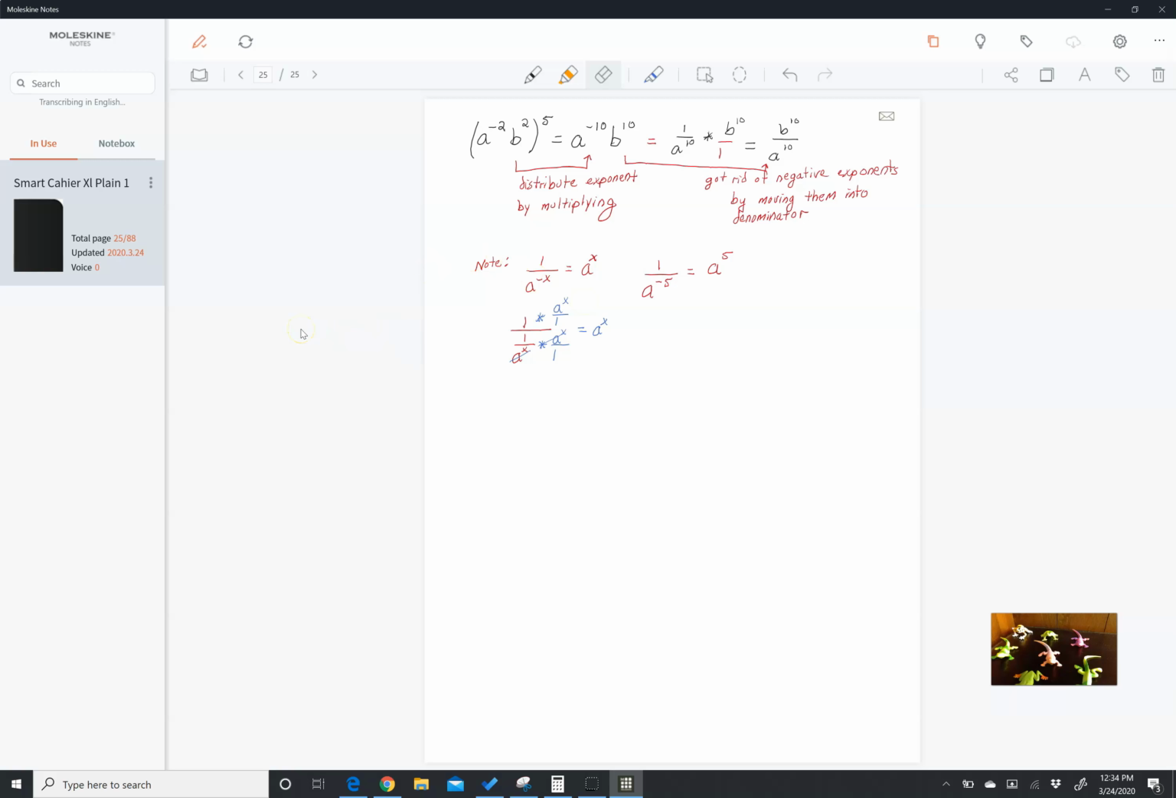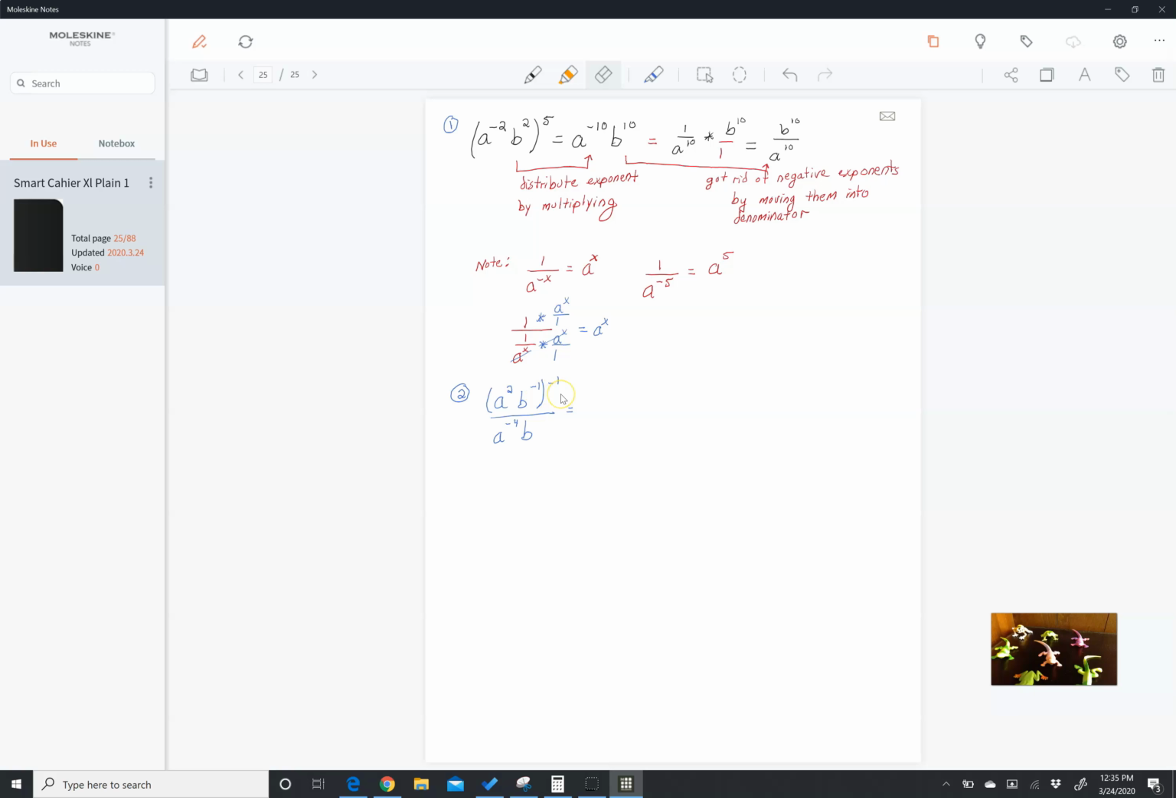Okay, let's take another one. I'm going to number these. Let's say that we have a squared times b to the negative 1, all to the negative 1, over a to the negative 4th b. Okay, so this one is a little bit different.